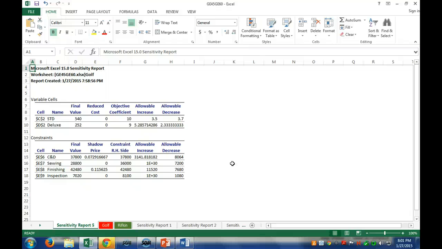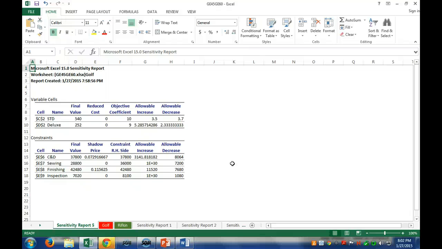No. Why not? What's the allowable increase or the range of feasibility for that shadow price? The allowable increase is 11,520. So I can add up to an extra 11,520 minutes. And for each of those 11,520 minutes, I know I'm going to get an extra 11 cents. But beyond that, once I start adding more minutes than that, something else is becoming binding, right? Something else is holding me back.